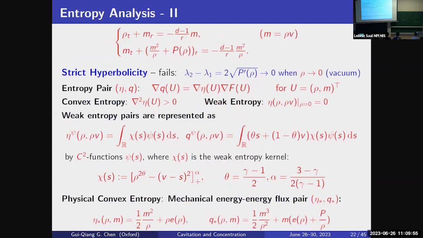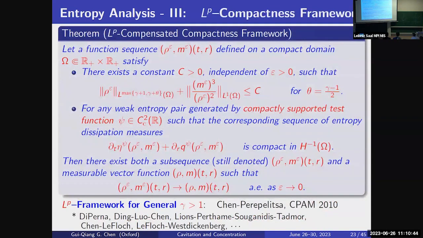But it turns out the weak kernel is very nice. We can write the formula in this form and use it. The strong kernel goes singular as rho goes to zero, so we have a problem using the strong entropy kernel, but it turns out we only need the weak entropy kernel. This is how all the weak entropies can be generated by these kernels. This is also what we call the kinetic formulation, by the way. This kernel is really related to the kinetic formulation. Physical entropy is part of the mechanical energy and energy flux here. So the main part of the proof, because this solution is not bounded, is that we have to develop an L^p compensated compactness framework. This is the statement.